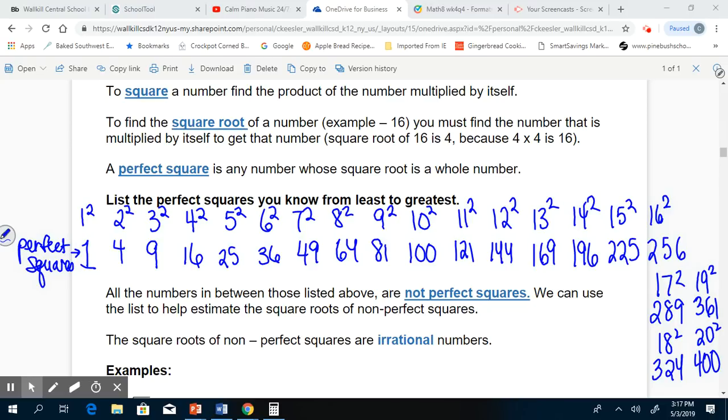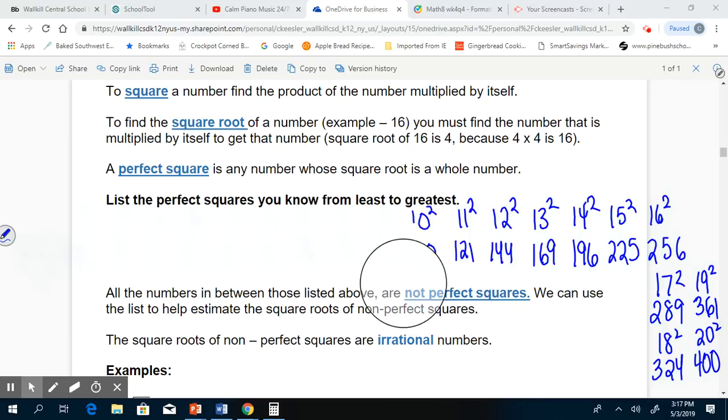I see the number 256, and I see from here that the square root of 256 is going to be 16, and so on. So all the numbers in between those are not perfect squares, and we can use this list to help estimate the square roots of non-perfect squares. And as we learned yesterday, the square roots of non-perfect squares are irrational. When we take their square roots, we get a non-repeating, non-terminating decimal. Therefore, they are irrational numbers. All right, so I'm going to go through the first couple examples with you before you're on your own.